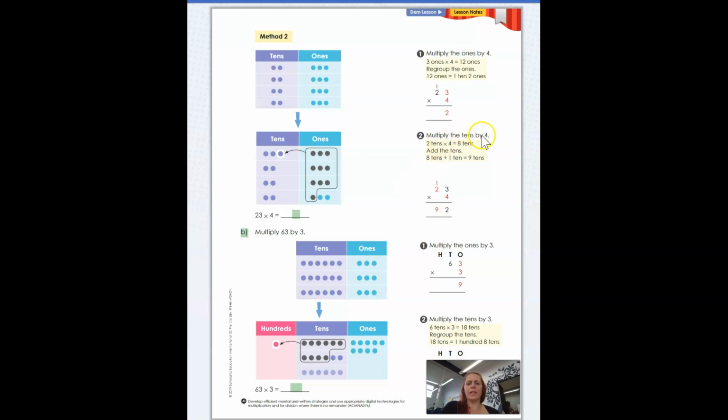Then it says multiply the tens by 4. 2 tens times 4 equals 8 tens. Add the 1 ten. 8 tens plus 1 ten equals 9 tens. So here, see how you've gone 4 times 2 equals 8 plus 1 equals 9. I really hope that that makes sense, and I do understand if it's confusing and you might have to rewind and go back over this.